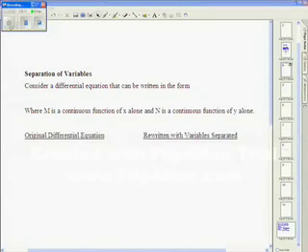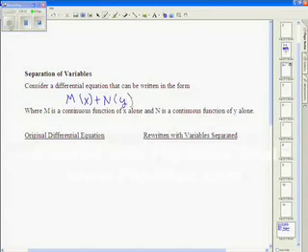Okay? So, consider the differential equation that can be used in the form. You ready? This is just a form. Don't get too worried. M(x) plus N(y) dy/dx equals 0. Okay, you'll understand this more when we use it. Where M is a continuous function of x alone and N is a continuous function of y alone. So that means they only contain x's and they only contain y's. M and N. Okay? And we call these separable.